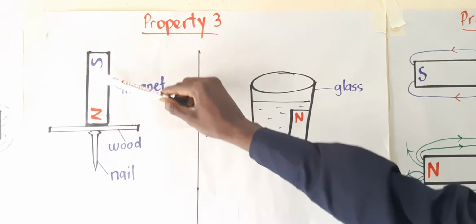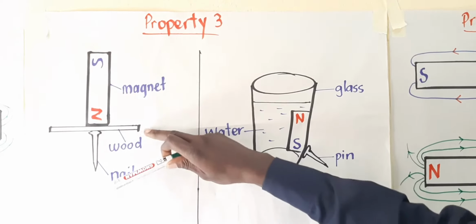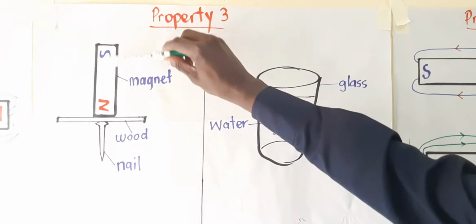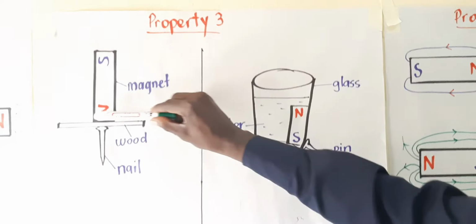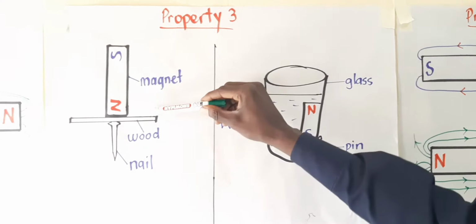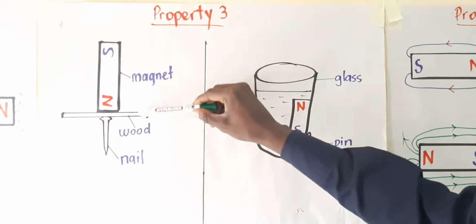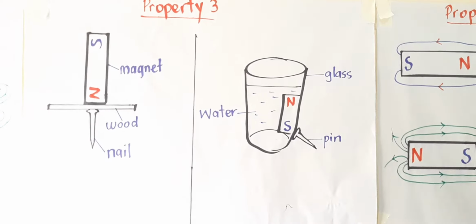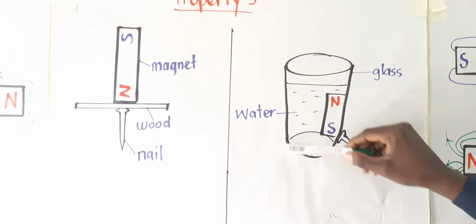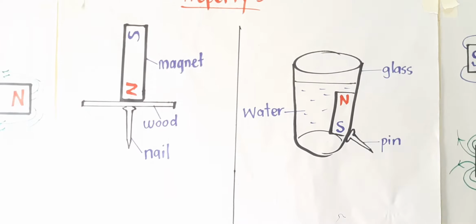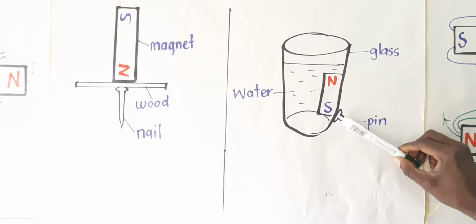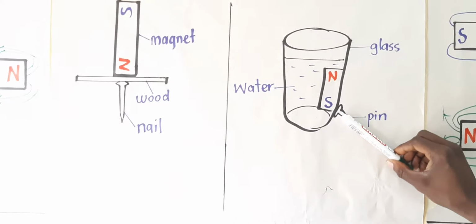This is the magnet. There's a non-magnetic material and a magnetic material below. So the magnet is attracting the nail through a piece of wood. It can be a cardboard, it can be a piece of paper, or any other thing which is non-magnetic. Then we also did this one, whereby the magnet was placed into the glass and it was attracting the nail from outside the glass.